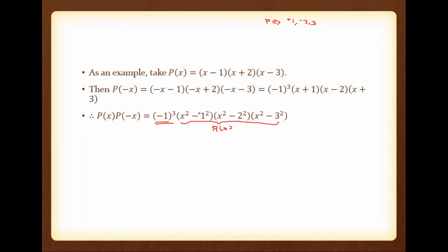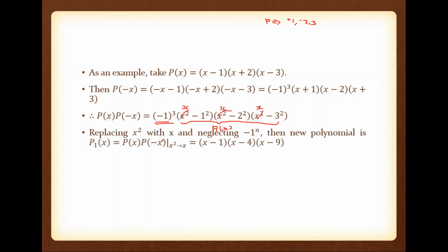Here we replace x square with x. So replace this term with x. Now we can write P1 of x is equal to P of x into P of minus x, with x square replaced with x. So we have, you can see, x minus 1 into x minus 1 into, what is this one? x minus 2 square, that is x minus 4, into x minus 9.